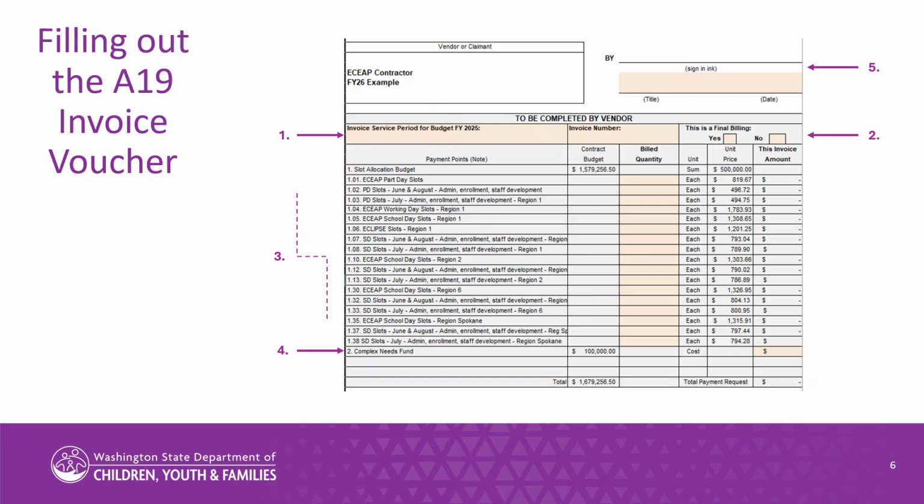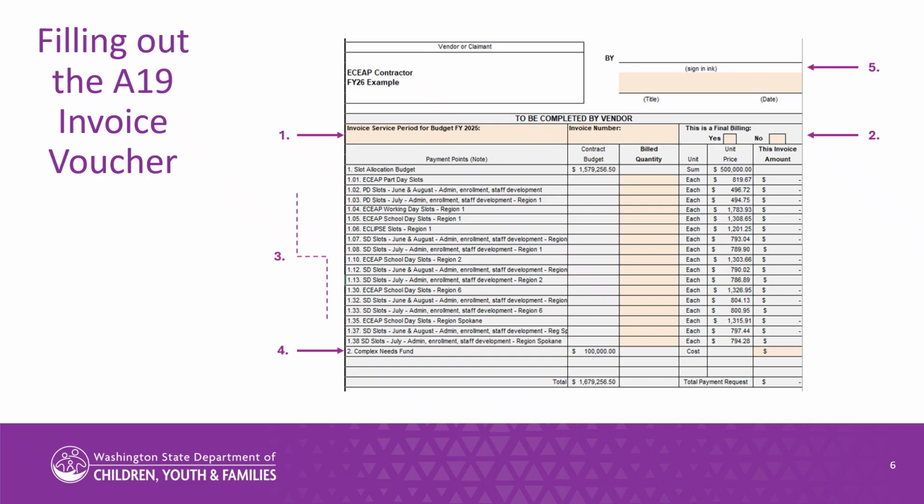Number 2, in the "This is a final bill" field, check yes or no. The yes is for the last voucher to be submitted by July 10th. All other vouchers should have the no marked.